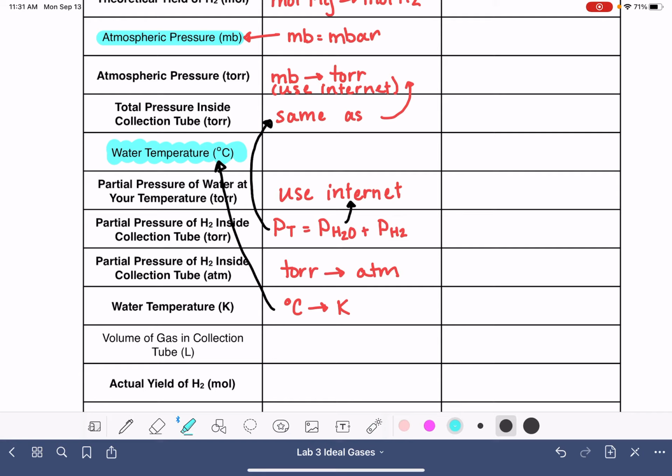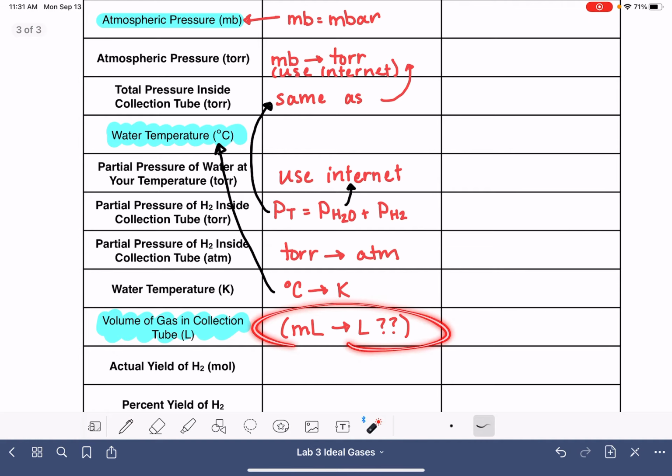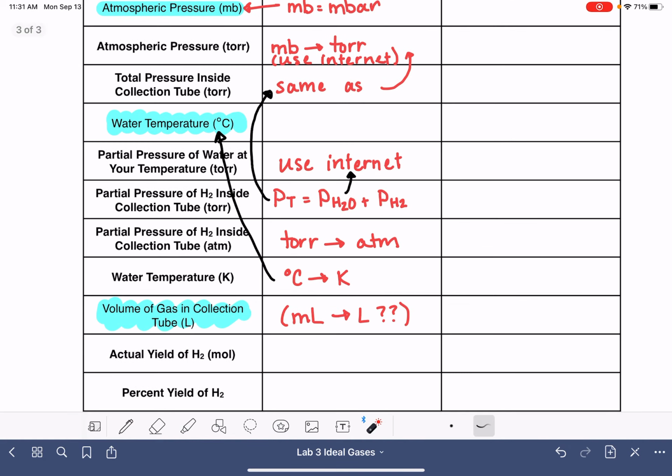Volume of gas in the collection tube, you reported this in the data collection process. It is possible, I don't remember off the top of my head, that the gas collection tube might be reporting in units of milliliters, in which case you would need to convert it to liters. So I'm just kind of putting a question mark there. Make sure you're reporting this in units of liters.